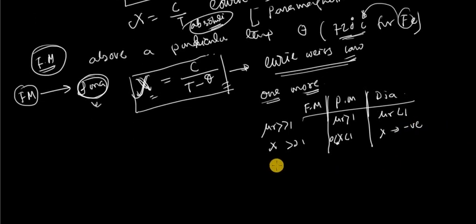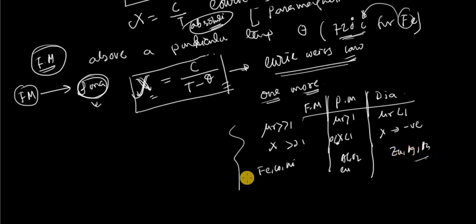And again examples: ferromagnetic are iron, cobalt, nickel. Paramagnetic examples are aluminum, oxygen, copper. And diamagnetic material examples are zinc, silver, gold, etc. So these are 3 examples.